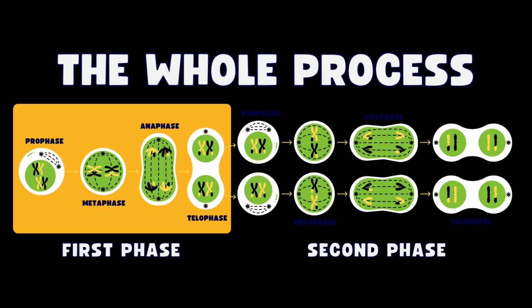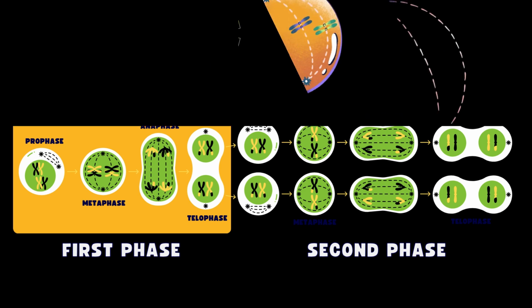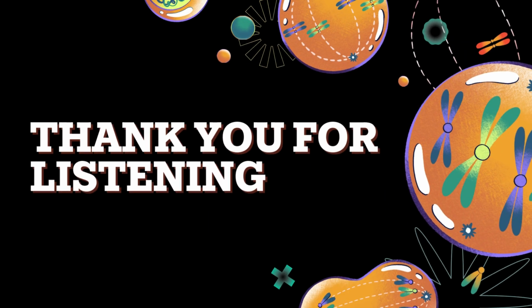Let's quickly recap the stages. Prophase. Chromosomes condense, crossing over occurs. Metaphase. Chromosomes line up. Anaphase. Chromosomes or chromatids separate. Telophase. New nuclei form and cells divide. This happens twice, once in meiosis I and again in meiosis II, resulting in four unique haploid cells.